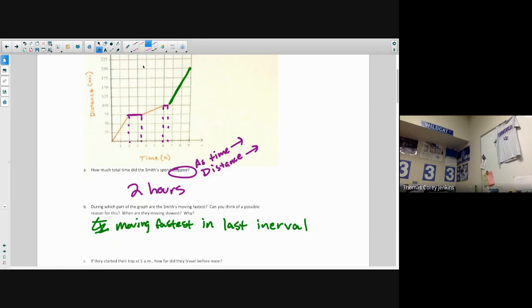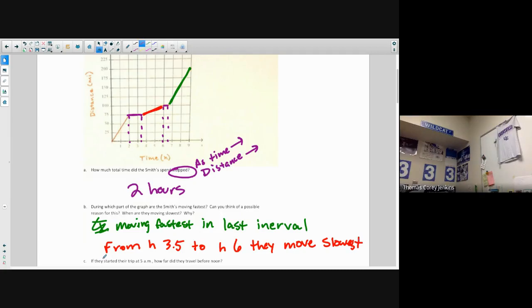When are they moving the slowest? That's where our slope is the shallowest. So that would be in the middle of the day, from our 3.5 to our 6. They move the slowest. And again, it says why. Make something up there. Maybe they're in traffic.